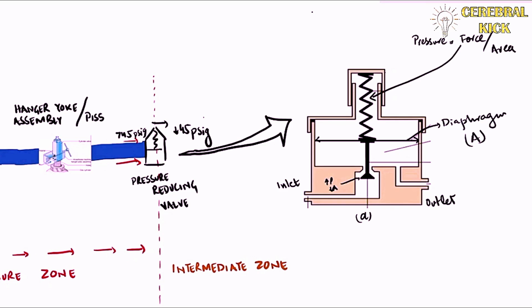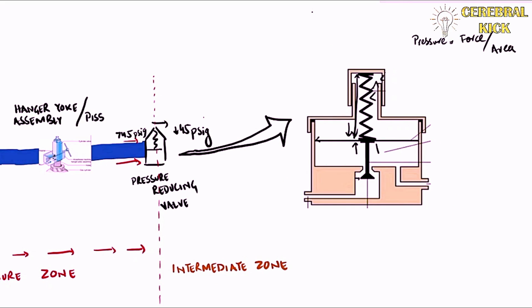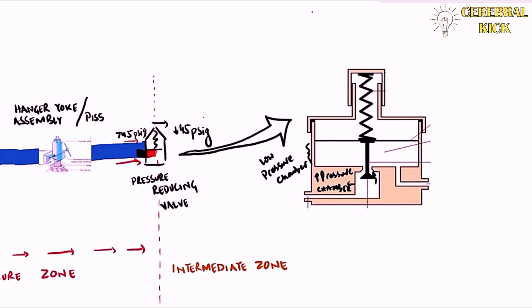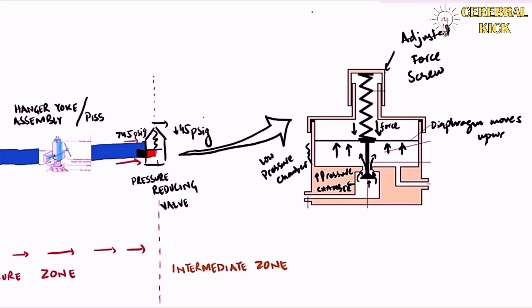The force part of this pressure equation is generated through this coil, which can be increased or decreased through a screw. This force is generated downwards on the diaphragm, whereas the pressure from the gas moves the diaphragm upwards, right? So when high pressure gas moves from the high pressure chamber around the smaller diaphragm into the low pressure chamber, it moves the diaphragm upwards against the force adjusted by the screw on the coil.